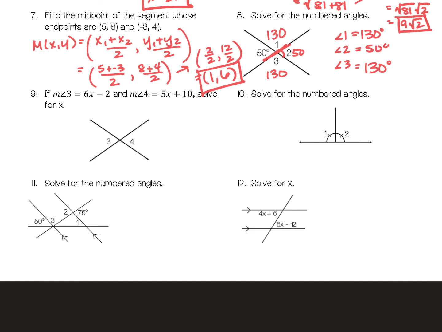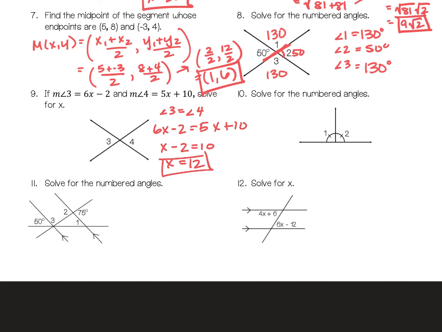On number 9, 3 and 4 are vertical angles, so they equal each other. So angle 3 will equal angle 4. And angle 3 is 6x minus 2. 4 is 5x plus 10. So I'm going to subtract 5x on both sides to give me x minus 2 equals 10. Add 2 to both sides. And x is 12.